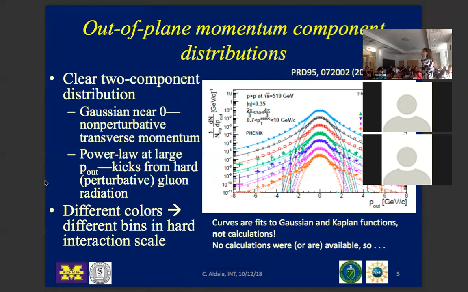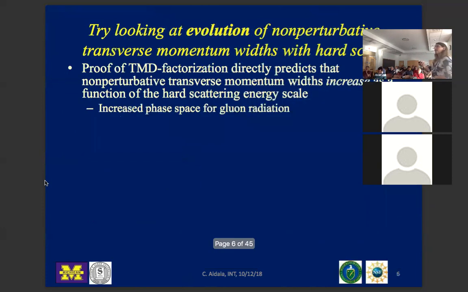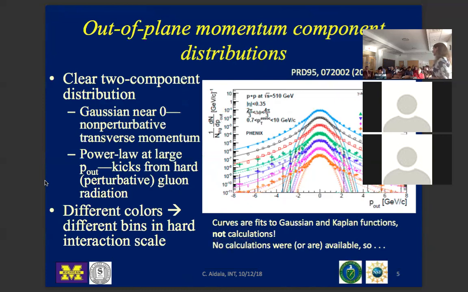And I'd like to emphasize that these curves are fits to Gaussian and Kaplan functions. They are not calculations. No calculations were available, and we still don't have calculations available. And the different colors here are different bins in hard interaction scale, which is the pT of the direct photon or pT of our neutral pion as a proxy for our hard scale, working in pp. The photons are isolated? The photons are isolated, yes.